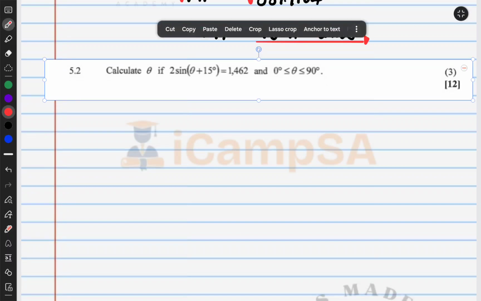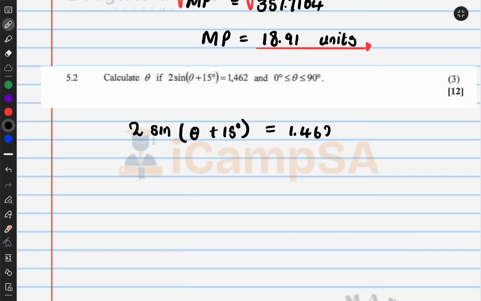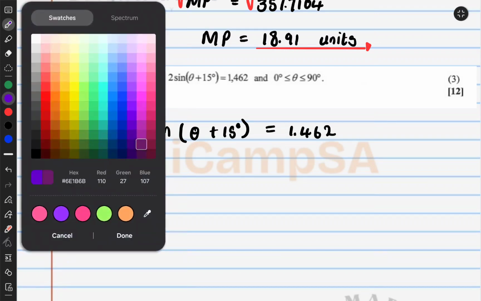Okay, so we have to calculate theta if 2 sine (theta plus 15 degrees) is equal to 1.462, and theta is found between 0 and 90 degrees. Basically, we have to solve for theta. So we have 2 sine (theta plus 15 degrees) is equal to 1.462.